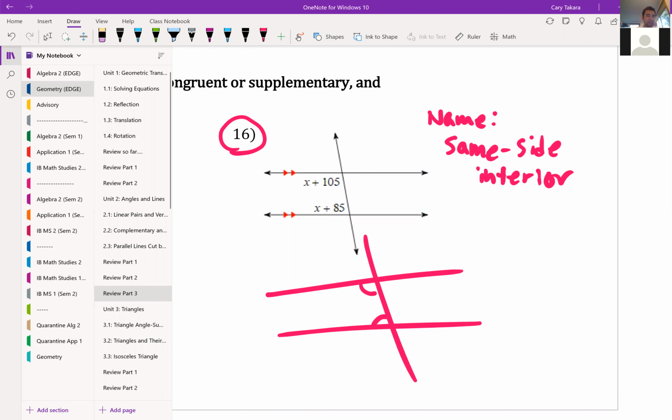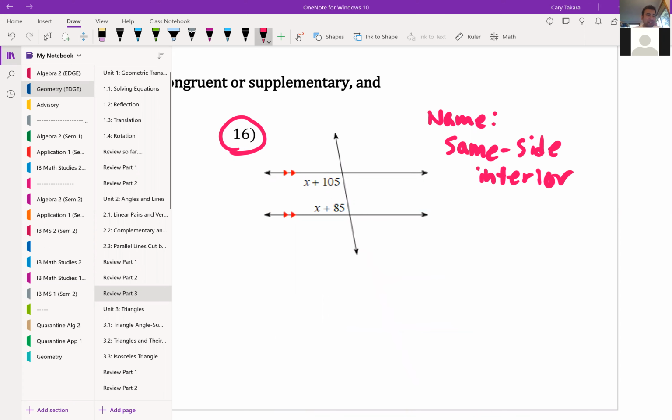Okay, everybody okay on that? Now, what is the relationship? Are they equal to each other? Or could they be supplementary? I mean, just look at it. Do you think that those two angles are the same? Do they look the same to you?